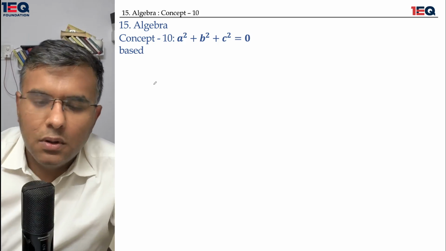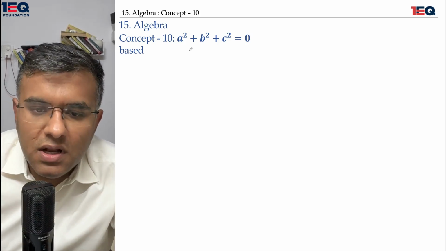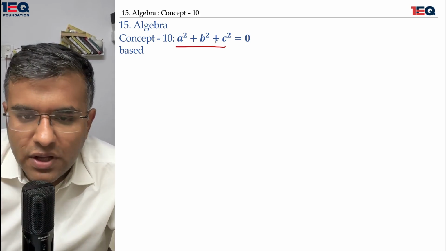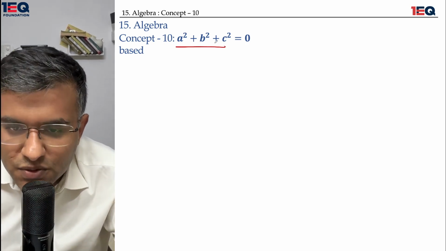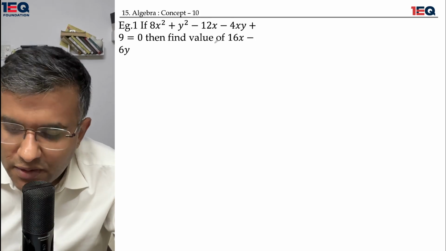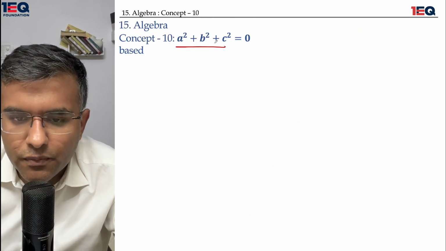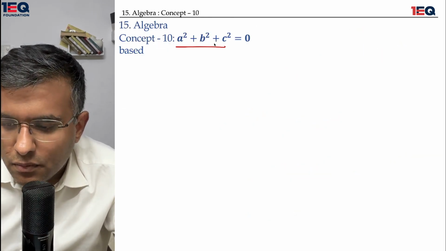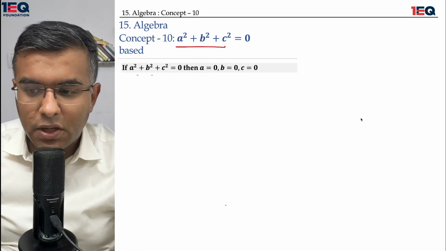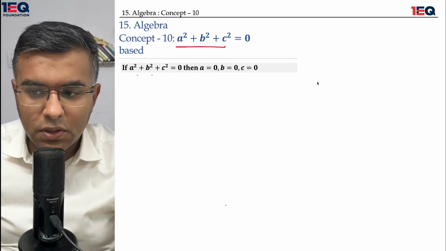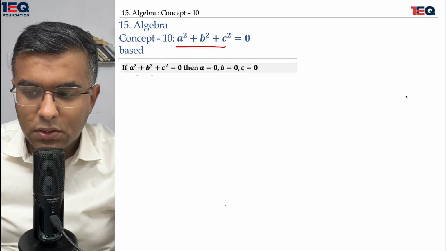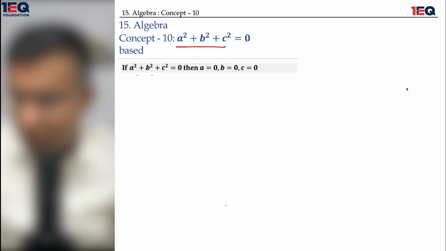Some concepts which talk about a square plus b square plus c square being equal to 0, I'll be figuring out for you. So we'll be continuing our work on algebra.